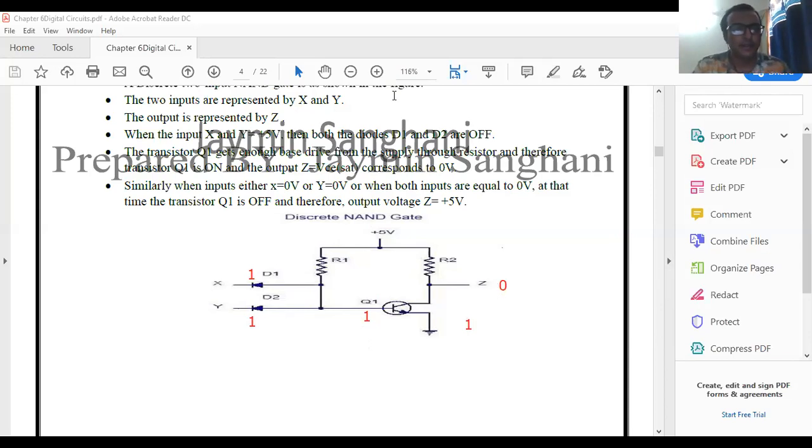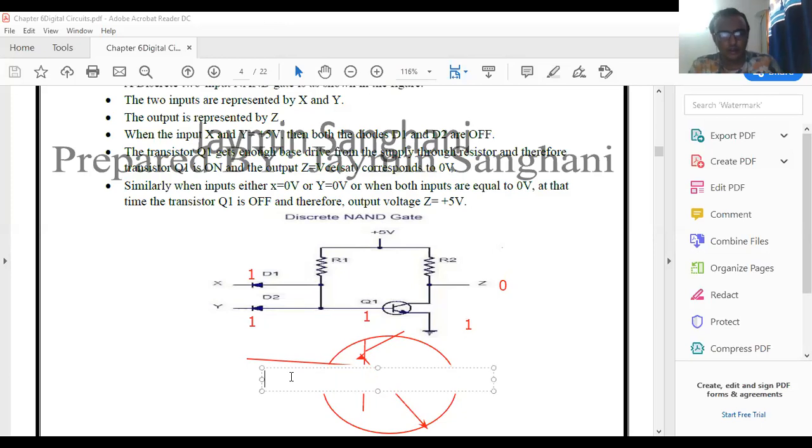I have also explained this particular concept with the help of a transistor. See this. Here we apply 0 volt. Here is the symbol of the transistor, which I have sketched. See this. This is the base terminal. This is the emitter terminal. This is the collector terminal.